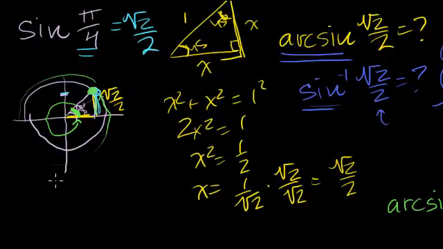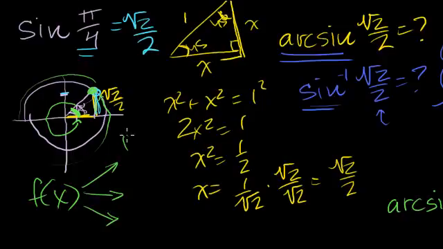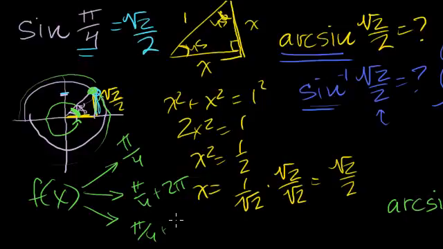And that's a problem. You can't have a function f of x where it maps to multiple values. Right? Where it maps to pi over 4, or it maps to pi over 4 plus 2 pi, or pi over 4 plus 4 pi. So in order for this to be a valid function, in order for the inverse sine function to be valid, I have to restrict its range.